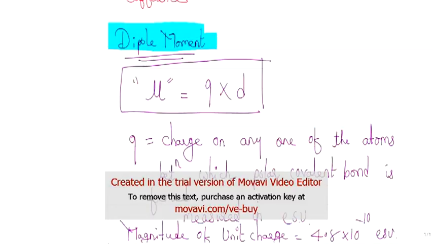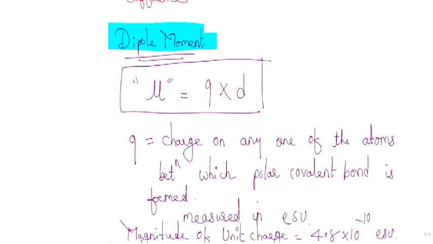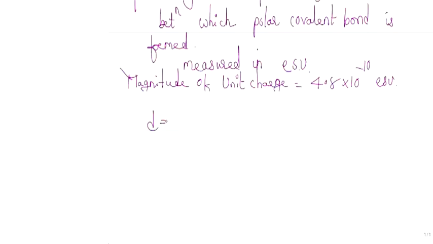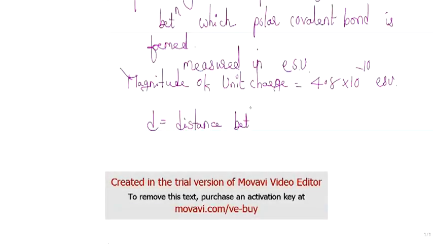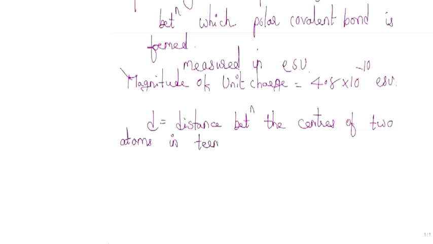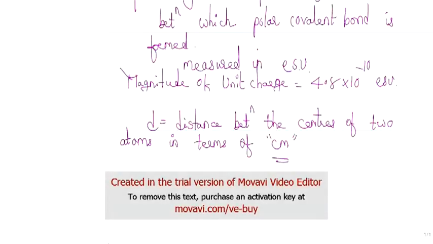How do we measure Q, and in what units do we measure Q? Now we take up D. What is D? D is equal to the distance between the centers of two atoms in terms of centimeters. So you have to get the distance between the centers of two atoms in terms of centimeters, and use the unit centimeters.